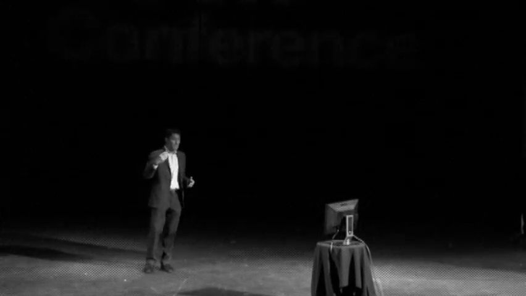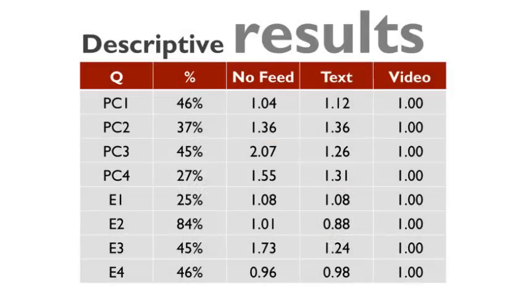Okay, so let's go on to the slide with the descriptive statistics. What we did was we asked 8 questions to our students. What these numbers are showing is the percentage of the questions they got correct as a ratio of the percentage correct for the video group divided by one of the other 2 groups. So for example, the higher the number means that the video group performed better on those follow-up questions than the no feedback group or the text feedback group. Now, as you can see, there's a lot of variation in the results.